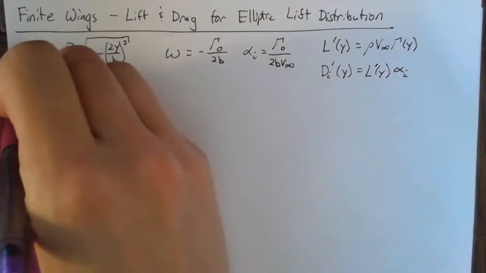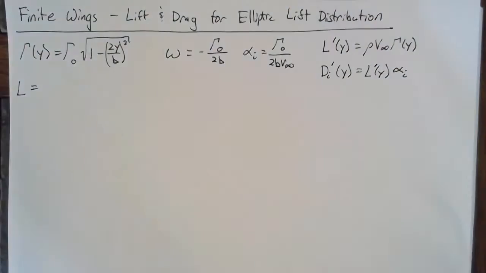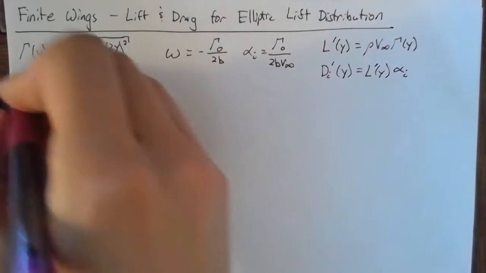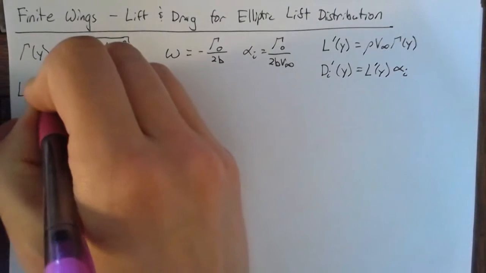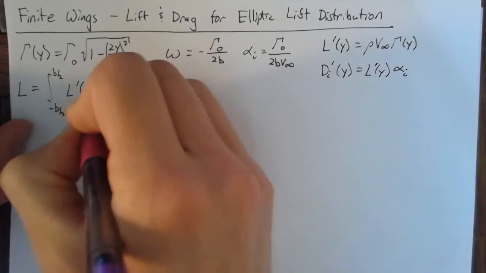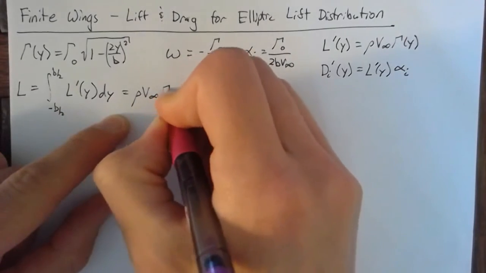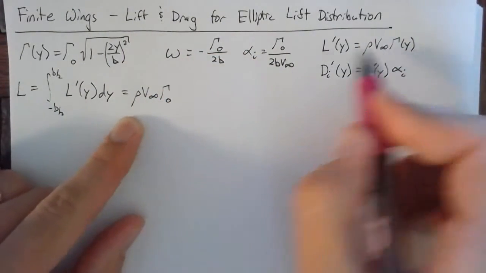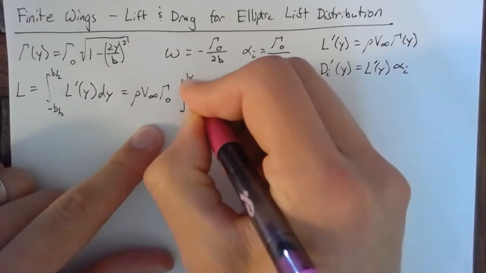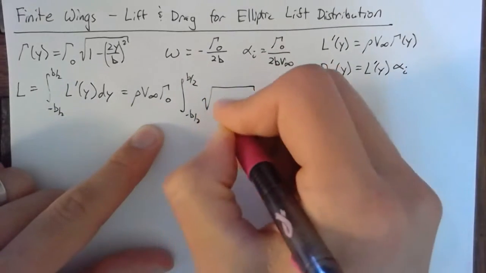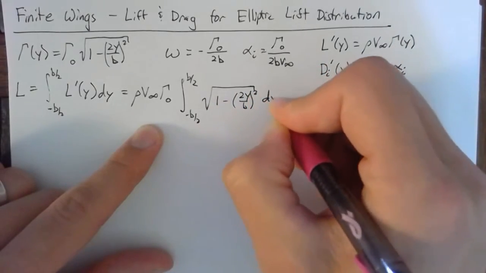So let's go ahead and integrate our lift per unit span over the entire span of the airfoil. So the entire lift is going to be the integral from negative b over 2 to b over 2 of the lift per unit span, which in turn, after taking out the constants in front of the integral, we end up with this rho v times gamma naught times the integral from negative b over 2 to b over 2 of this elliptic distribution. And that is all integrated over dy.